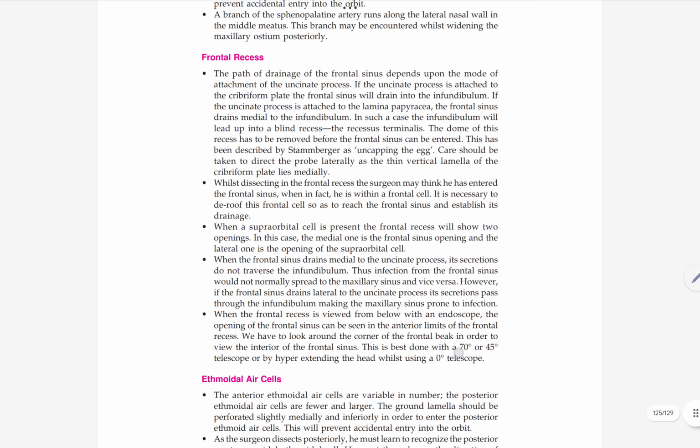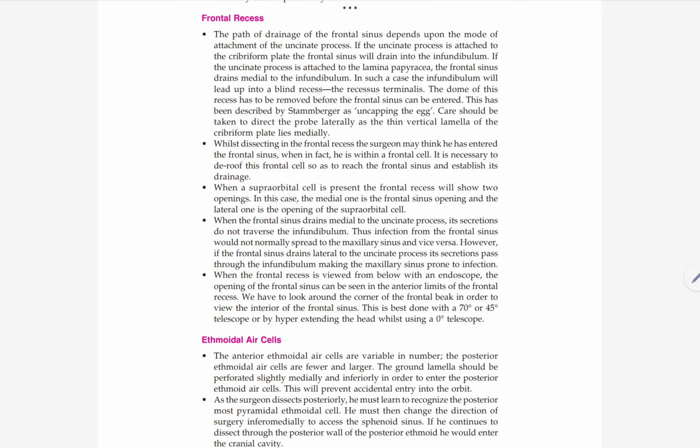Frontal recess. The path of drainage of frontal sinus depends upon the mode of attachment of the uncinate process. If the uncinate process is attached to the cribriform plate, the frontal sinus drains into the infundibulum. If the uncinate process is attached to the lamina papyracea, the frontal sinus drains medially to the infundibulum. In such a case, the infundibulum will lead up into a blind recess, the recessus terminalis. The dome of this recess has to be removed before the frontal sinus can be entered. This has been described by Stammberger as uncapping the egg.